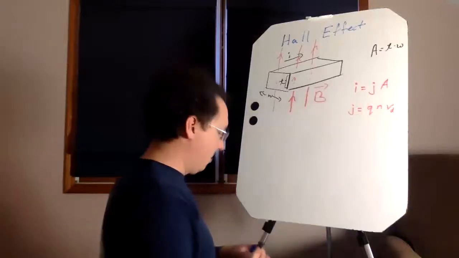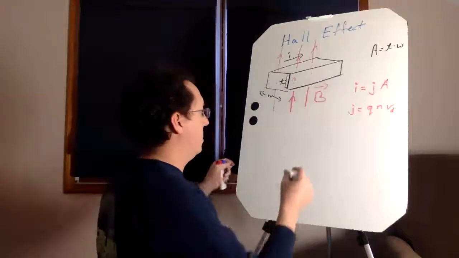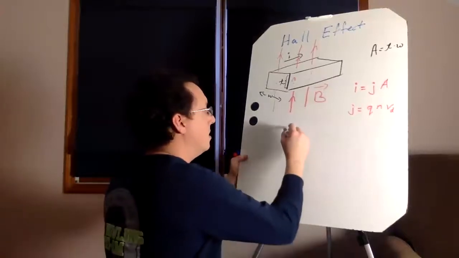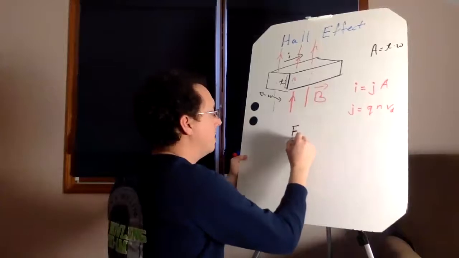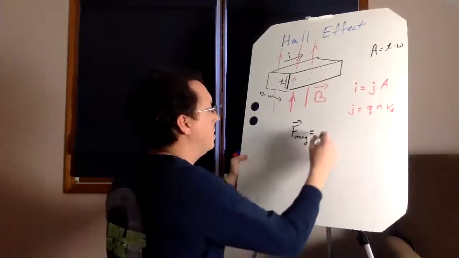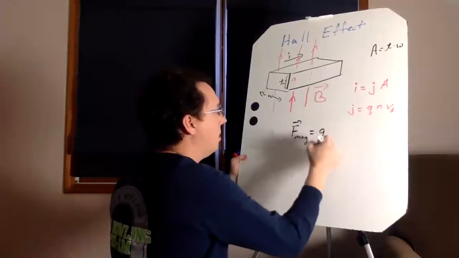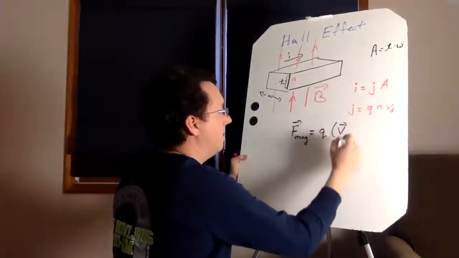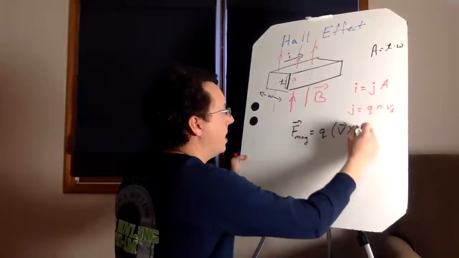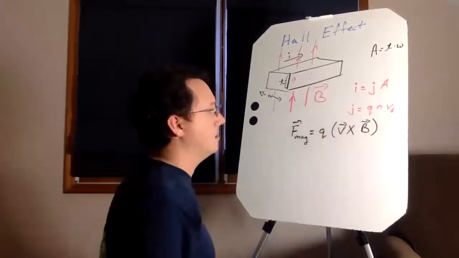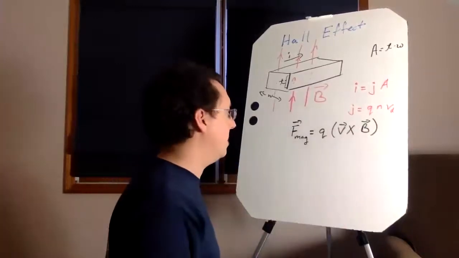The other thing we learned last couple videos is that there's a magnetic force. The magnetic force on a charge carrier, on a point charge, is the charge of the object times the velocity of the object cross the magnetic field coming from the sources. We haven't yet talked about how to make magnetic fields.